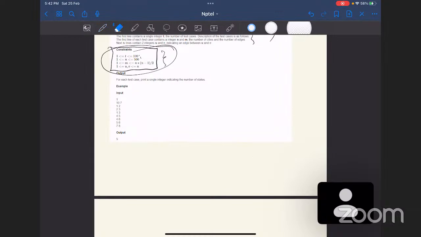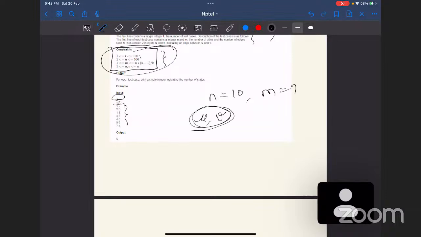Okay, so if we consider this test case, one is the number of test cases. We have 10 and 7. N equal to 10 is the number of cities, and 7 is the number of paths between cities, so M equal to 7. Now these 7 lines contain cities U and V such that there is a direct path from U to V. So we have a path from 1 to 2, 2 to 3, 1 to 3, 4 to 5, 4 to 6, 5 to 6, 7 to 8, and we have 9 and 10 which are disconnected.